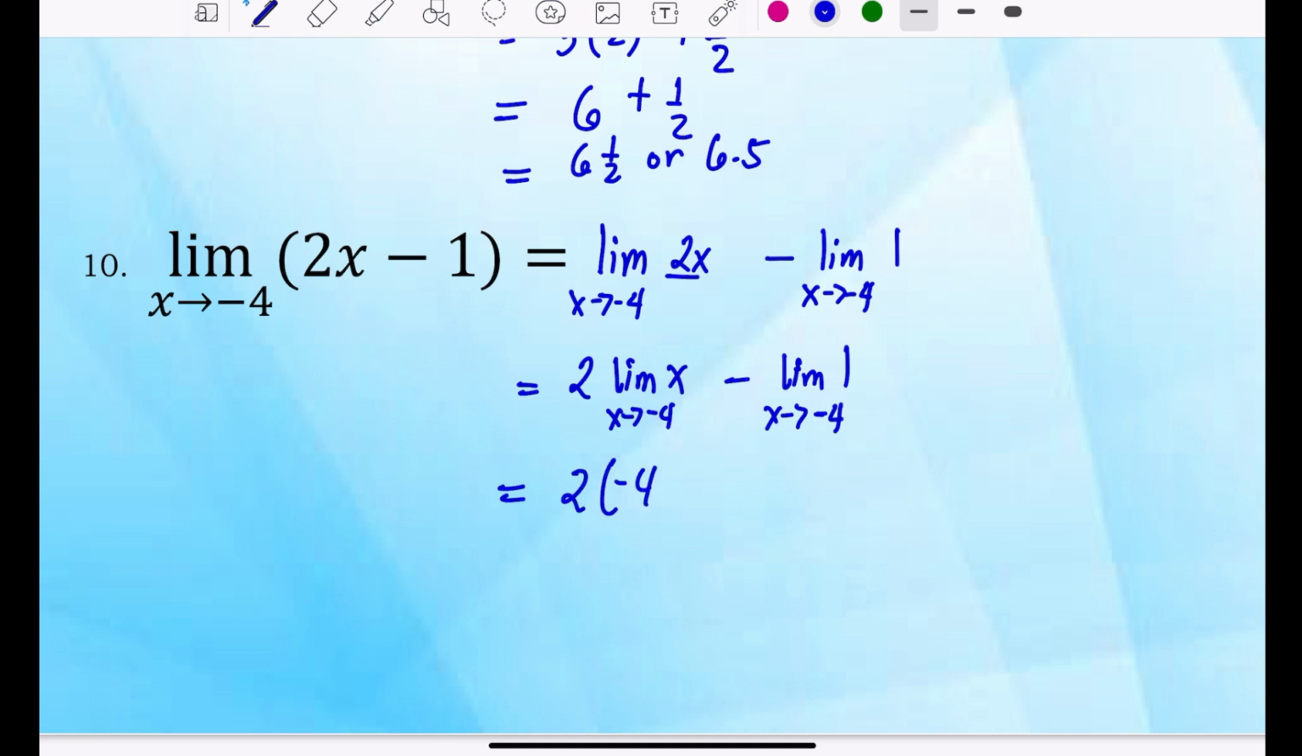2 times negative 4 minus the limit of 1 where x approaches negative 4. This is just a constant. The limit of a constant is equal to the constant. So the limit of 1 is equivalent to 1. Then simplify. 2 times negative 4 is negative 8, minus 1 is equal to negative 9.